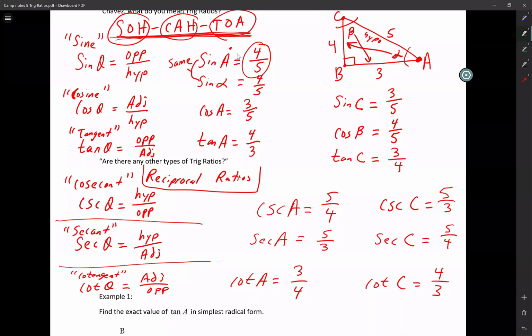If you know SOHCAHTOA, you never have to remember anything, because you can just use your acronym there to figure out what's opposite, what's hypotenuse, what's adjacent, what's hypotenuse. Now, how are you going to figure out what's reciprocal of what? Well, notice cosecant is the reciprocal of sine. This starts with a C, and sine starts with an S. So they toggle each other. Notice secant is the reciprocal of cosine.